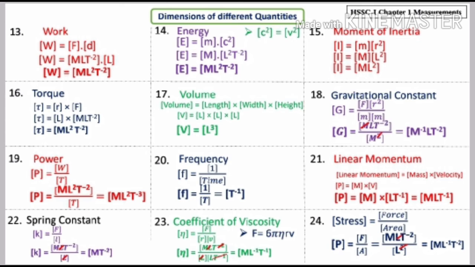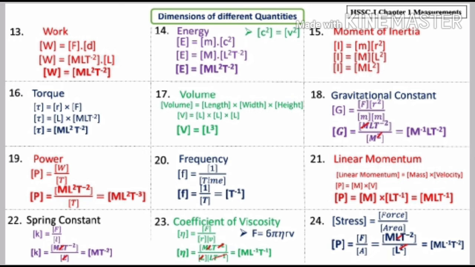In number 16 we will talk about torque. According to the formula of torque, tau is equal to r multiplied by F. Dimension of r is equal to L, and dimension of force is equal to M L T inverse square. By combining these we get tau is equal to M L square T inverse square. It is also equal to work done as well as energy dimension.